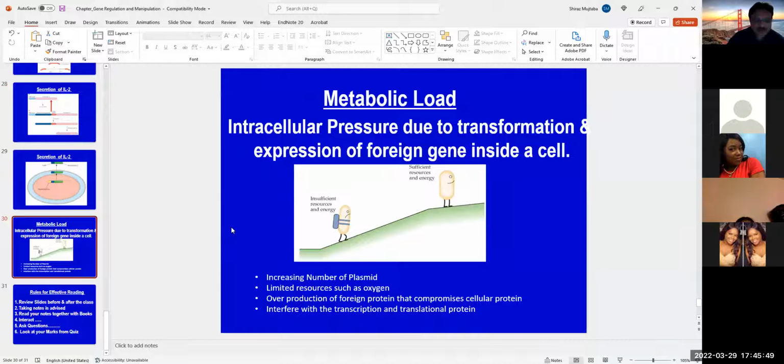Now sometimes what happens is metabolic load: when a plasmid is added inside the bacteria for expression of proteins, then the bacteria becomes stressed. So increasing number of plasmids leads to limited source of oxygen. Such overproduction of foreign protein also compromises the cellular protein of bacteria. So metabolic load is something that the bacterial body reacts to, the production of extracellular protein and human protein. So that's metabolic load.